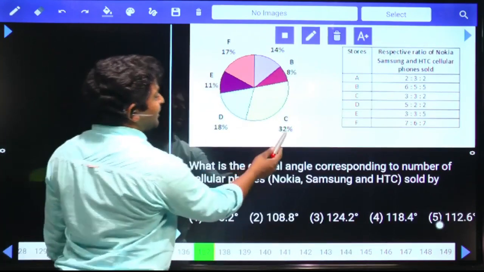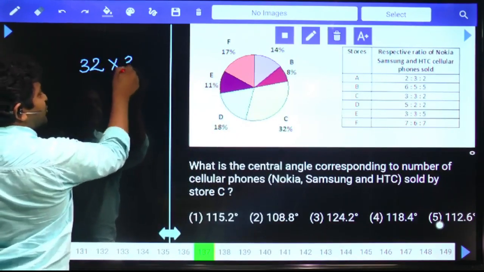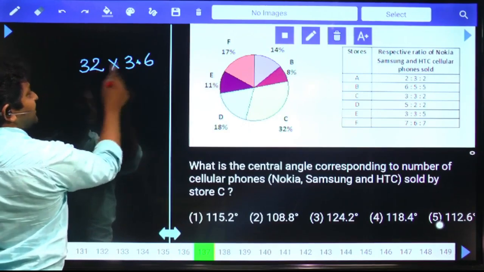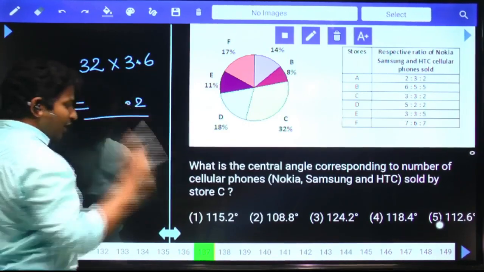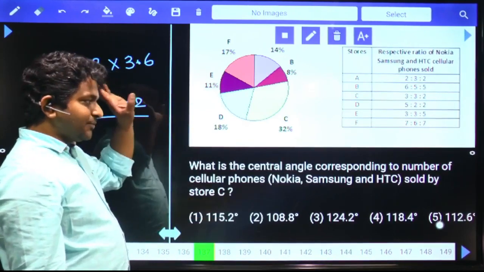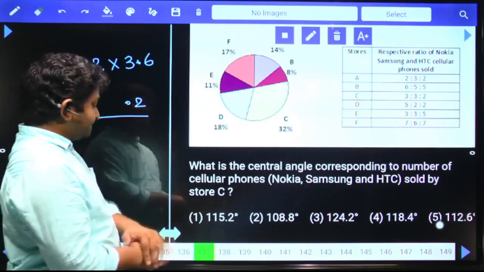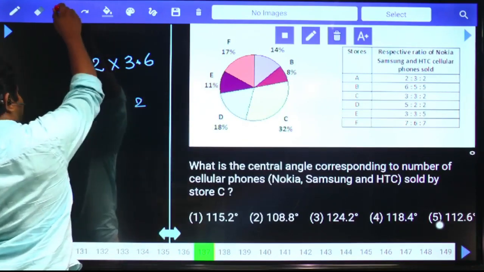Store C, what percentage we have? 32%. What is 1%? 3.6. 6 into 2, answer should end with 0.2. How many options are ending with 0.2? Again, 2 options are there. Okay, multiple options are there. There is no other way. We have to calculate. Come on.